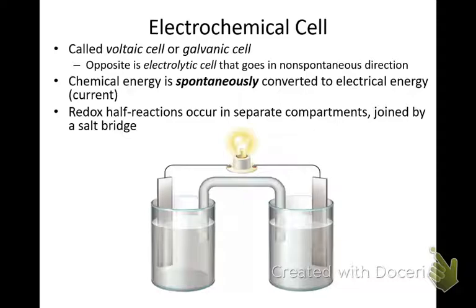The electrochemical cells we're going to talk about right now are called voltaic or galvanic cells. These cells react spontaneously, where the chemical energy is spontaneously converted into electrical energy. We can describe that electrical energy as electrical current, which is electrons moving through a wire. The opposite, an electrochemical cell that goes non-spontaneously, is called an electrolytic cell, and we'll talk more about those later.